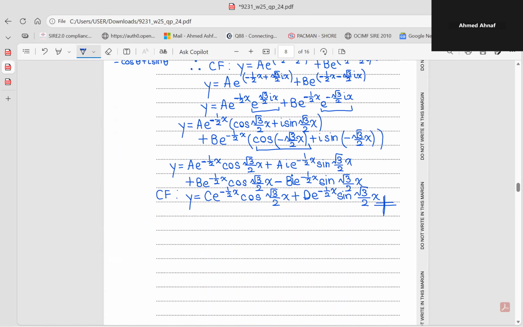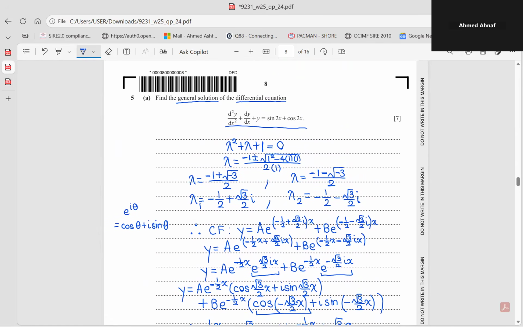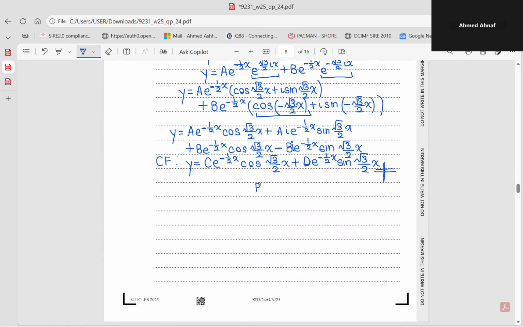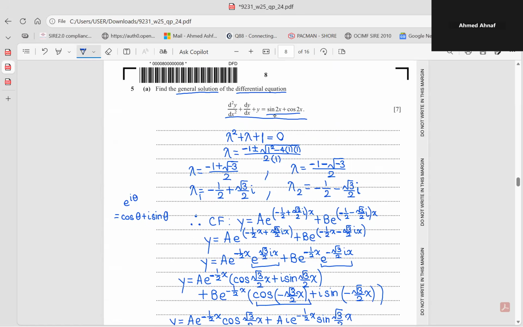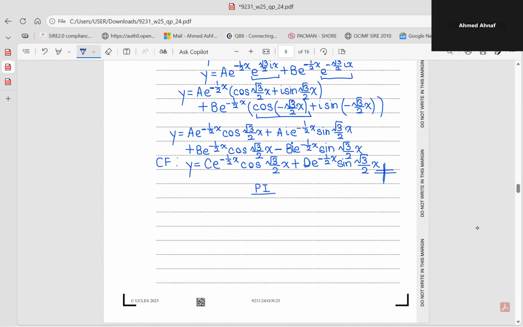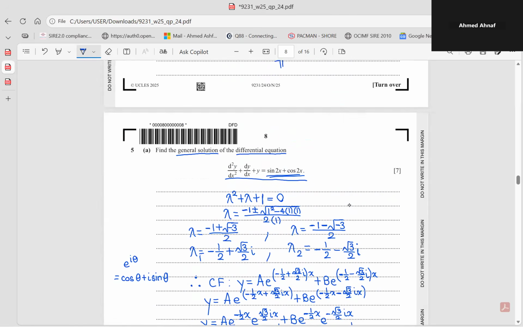Let's find the PI. The particular integral, to find it, we're just going to let y be a function that is close to the functions on the right-hand side. The function on the right-hand side is a trig function, so obviously we have to equate y to this form. So y is just going to be equal to a random coefficient a sine 2x plus small b cosine 2x.